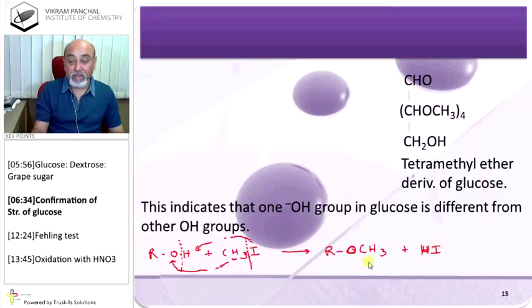And ether can be hydrolyzed by acid, which will again produce OH. So this reaction proves that there are 5 OH groups, but on hydrolysis only one OH group is coming back, not all. That means these 4 OH groups must be different from the one. So this is primary, others must be secondary.